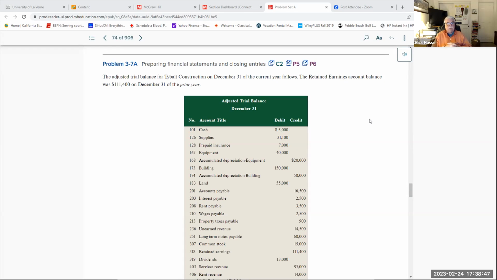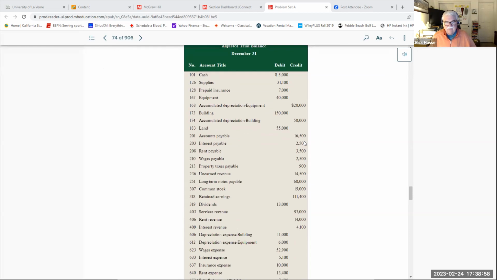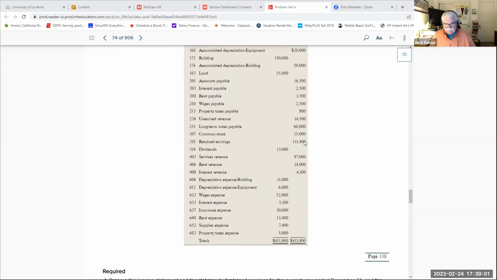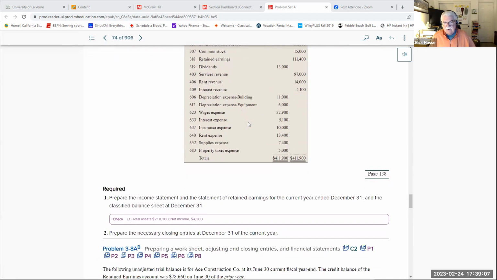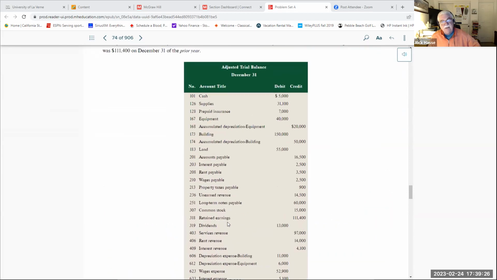And here's a problem very similar to your assignment that allows you to practice it. And if you'd like, you can look at how I did it. Here's the adjusted trial balance of a company called Tybalt Construction. There's all the accounts, cash through expenses, and their adjusted trial balance. Then we're asked to do two things in this problem. Prepare the income statement, the statement of retained earnings, and the classified balance sheet for this company, and then prepare the necessary closing entries to close out the year. So a couple of things are different in this problem that we haven't done before.